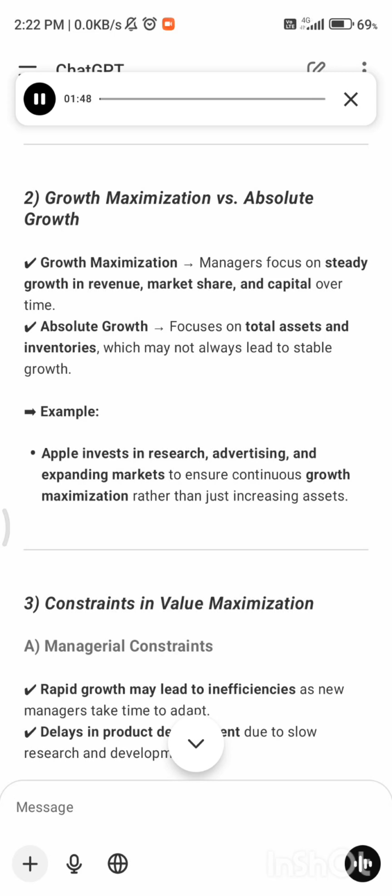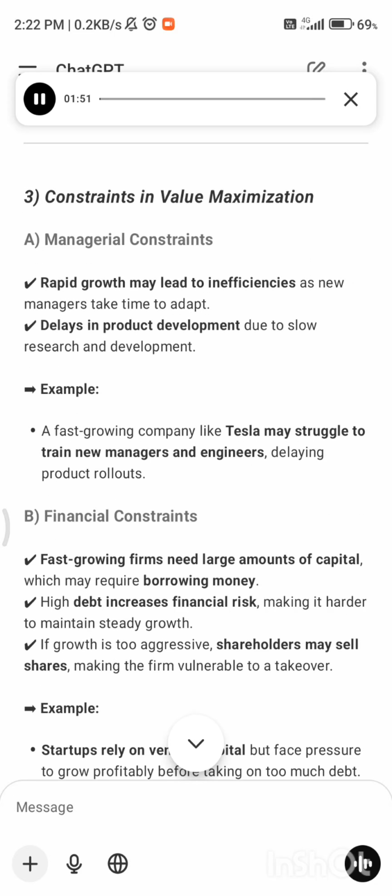3. Constraints in value maximization. A. Managerial constraints. Rapid growth may lead to inefficiencies as new managers take time to adapt, and delays in product development due to slow research and development. Example: a fast-growing company like Tesla may struggle to train new managers and engineers, delaying product rollouts.